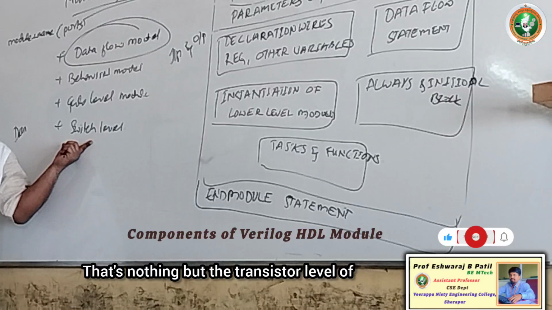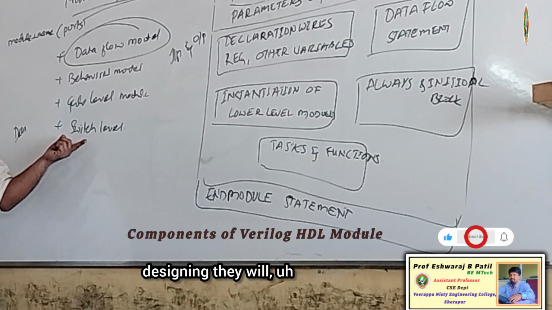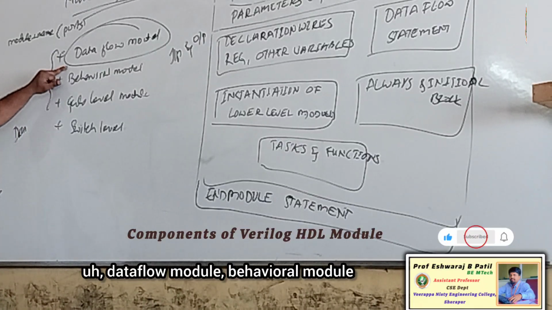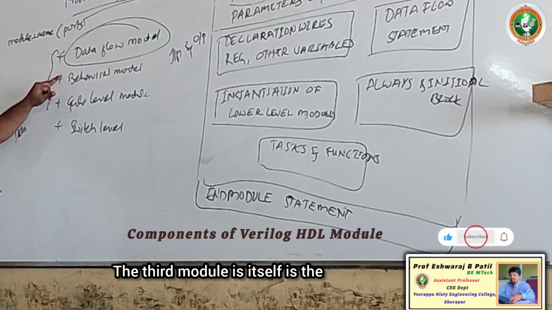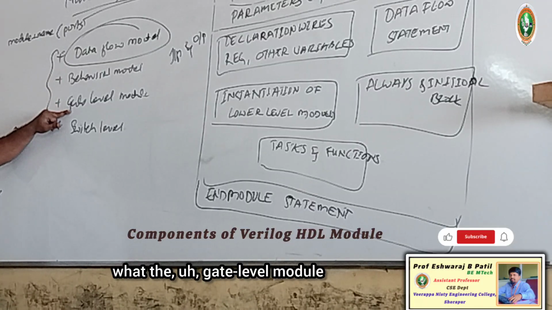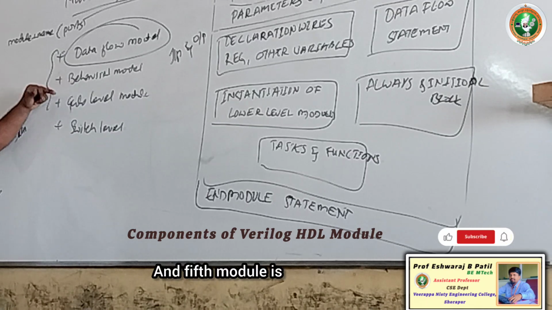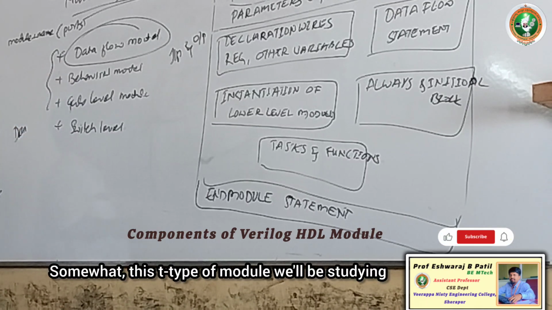That's nothing but the transistor level of programming. They will study each and every design here. But for your syllabus we have the data flow model, behavioral model, and gate level model. The third model is the gate level model. The fourth model is the behavioral model. And the fifth model is the data flow model. Somewhat this type of model we will be studying.